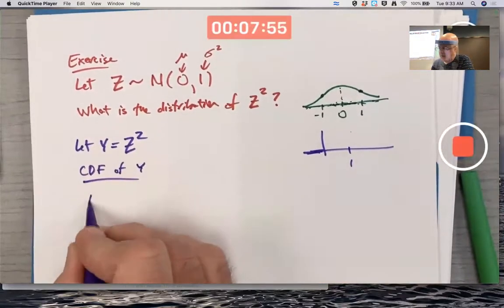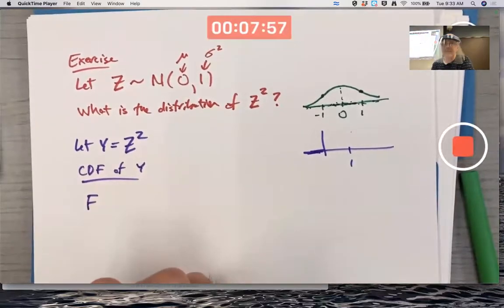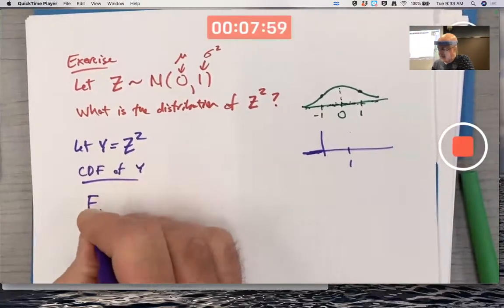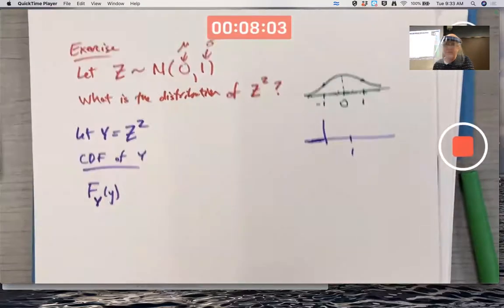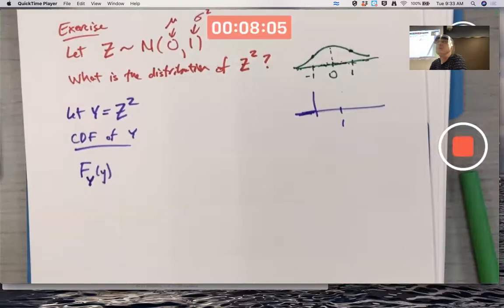What should I call it? Well, how about capital F? Maybe capital F sub Y, sub capital Y of little y. Why are we doing this? Well, for one thing, it's of theoretical importance. For another thing, it's going to lead us towards simulation, actually, with another example.